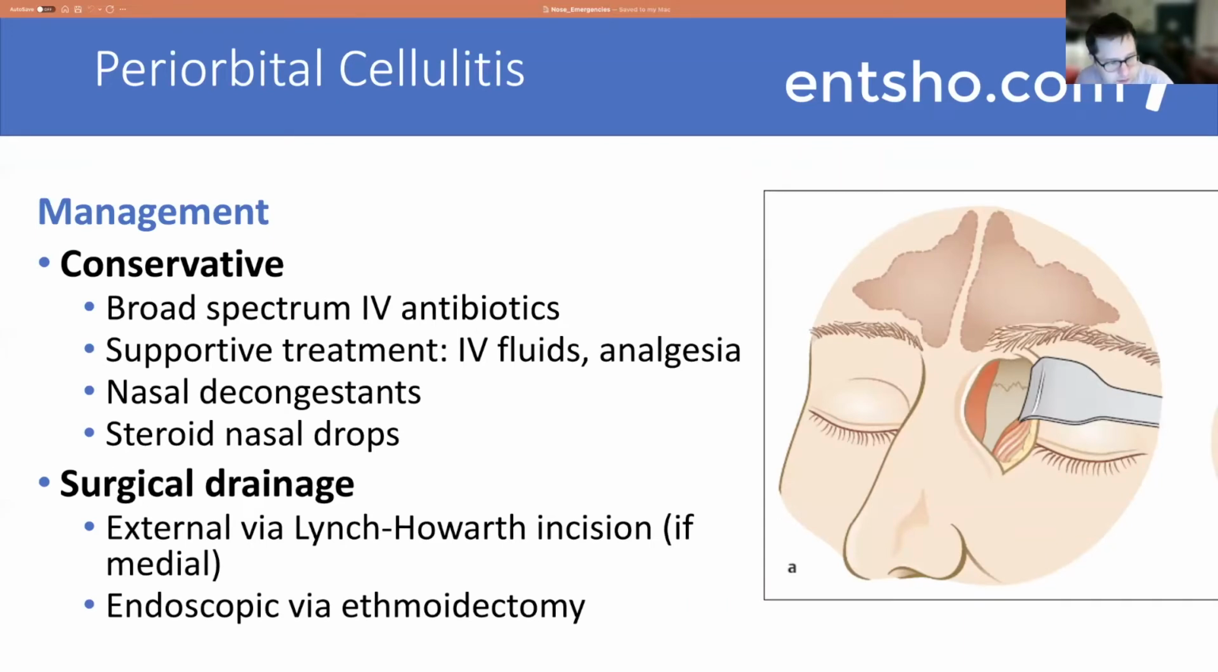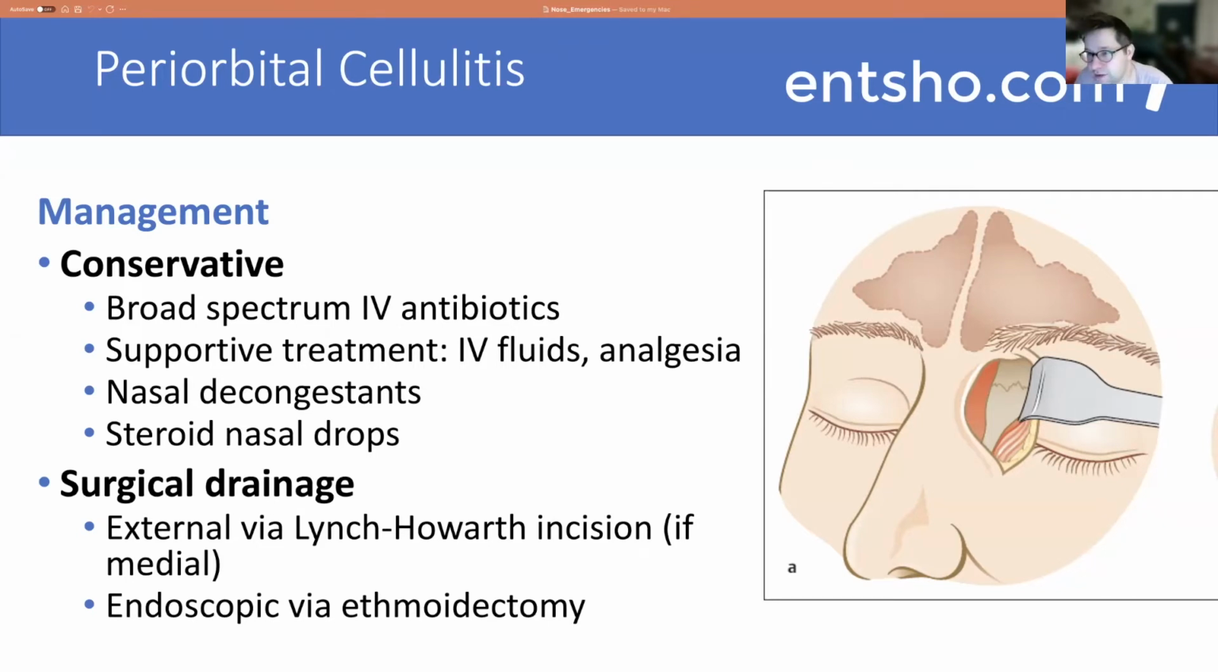So we've mentioned already they'd be admitted and started on IV antibiotics. Again, the choice of antibiotics will depend on local antimicrobial guidelines, general supportive treatment, and decongestants to try and open up the natural drainage pathways, and steroid nasal drops to reduce the inflammation.